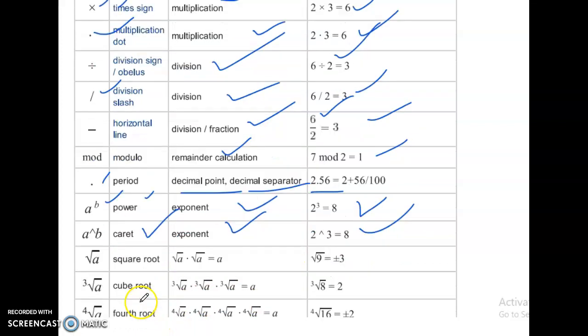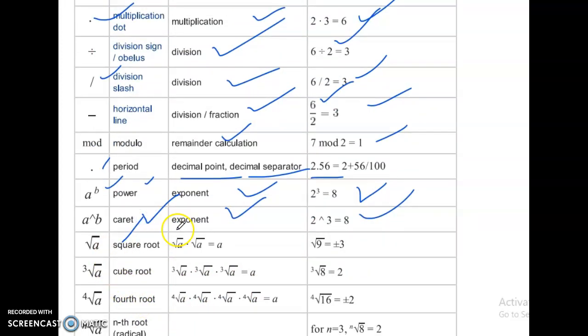Root, a square root. Square root a dot square root a equal to a. Root 9 equal to plus or minus 3. Cube root: 3 root a, the cube root of a. Cube root of a, three times multiplied, gives a.